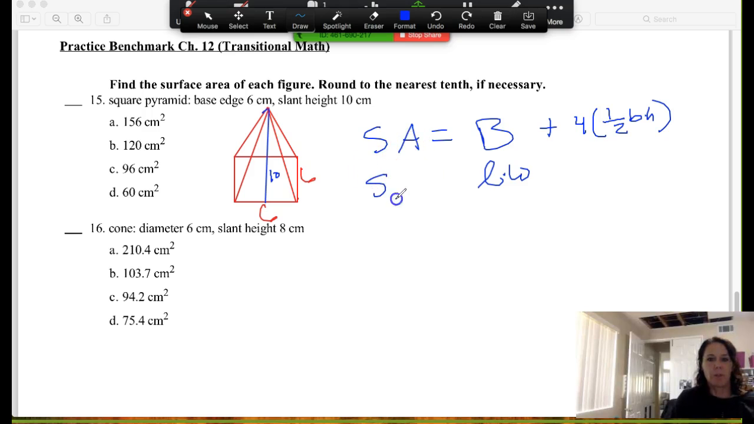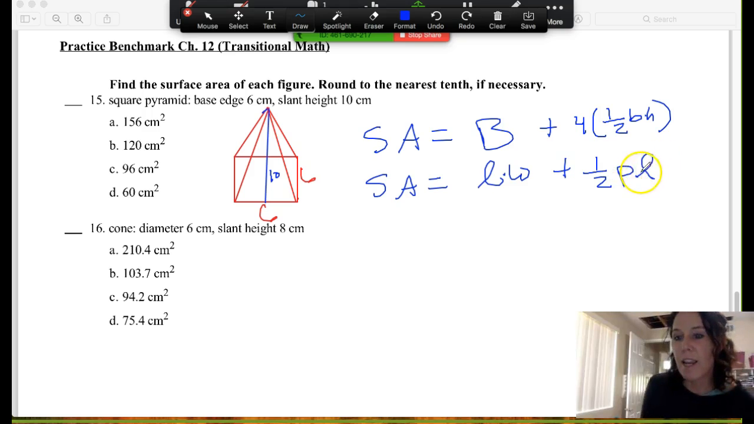The surface area formula is going to be one base plus 1/2 the perimeter of the base times the slant height. L being the slant height, not H. Now, this is the height of the face of the triangle. This formula happens to be the same as this formula.